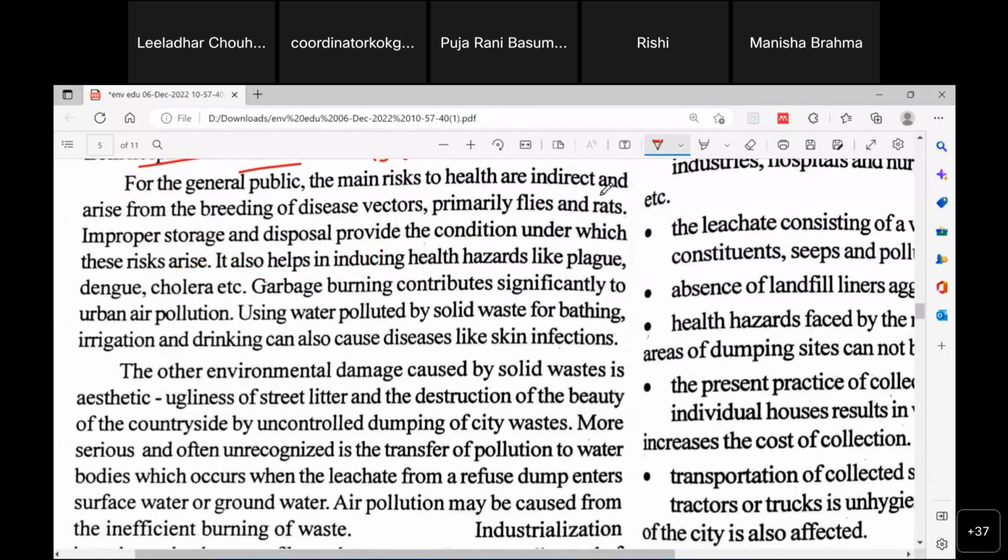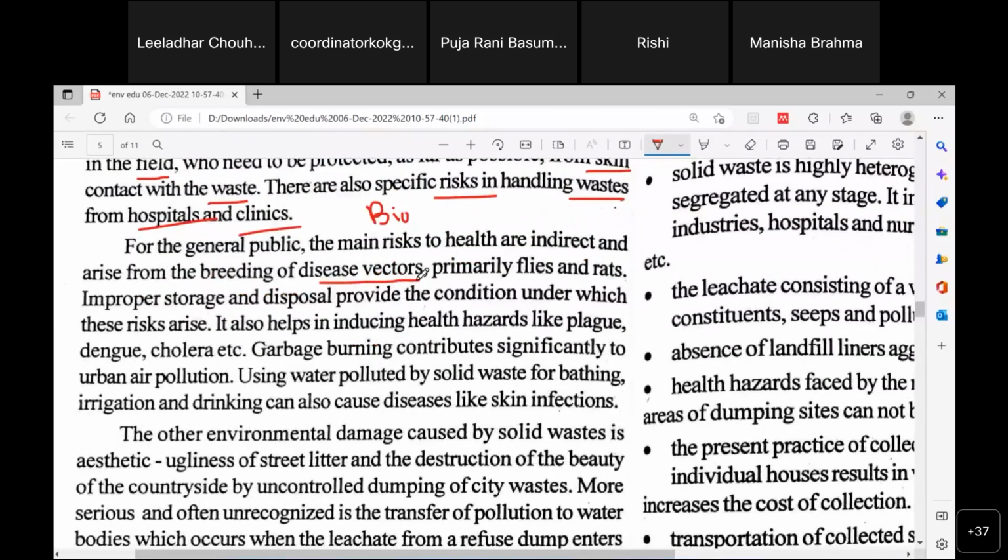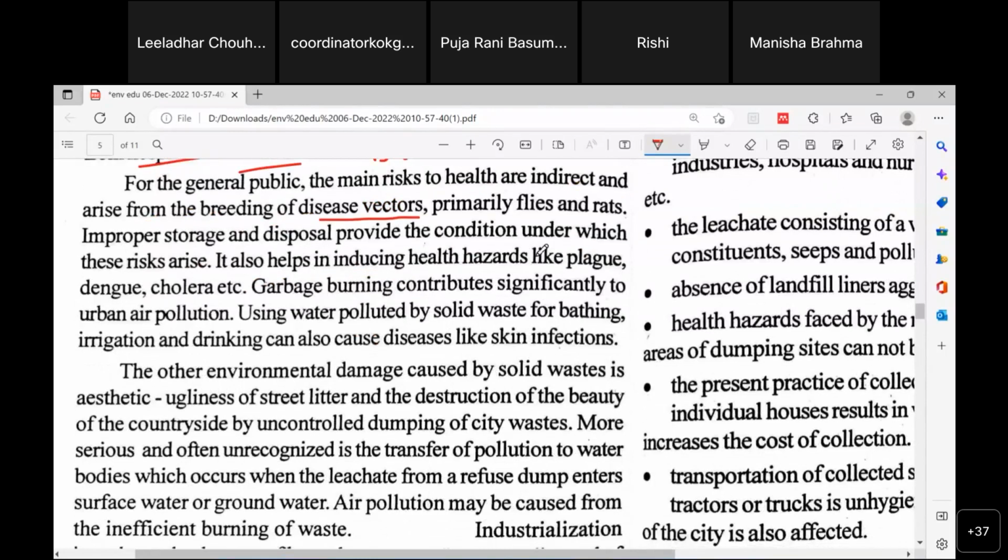The main risks to health are indirect and arise from disease vectors. So if you go to a place where solid waste is dumped, you can easily go and see such places, there are such places in Kokrajhar also, and you will see flies, rats, and many things. And this improper storage of solid waste can lead to conditions under which this risk will be very high.